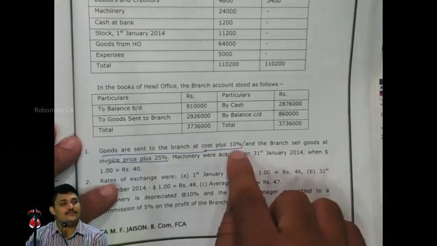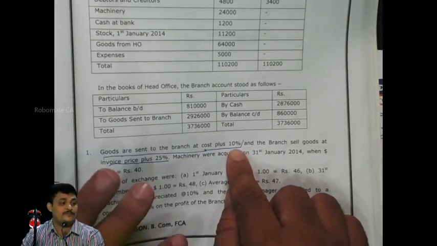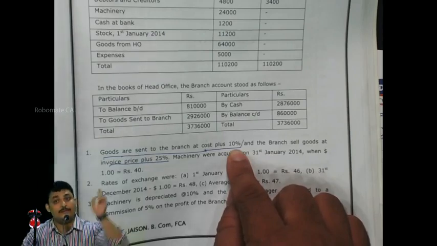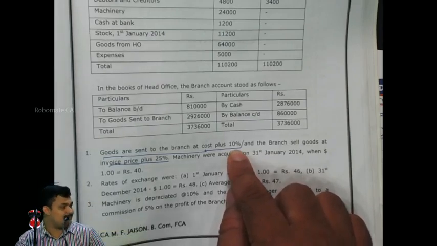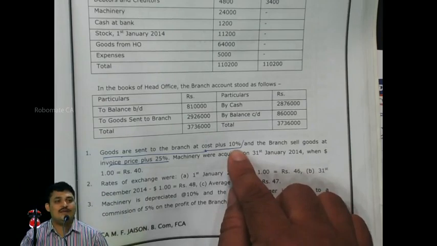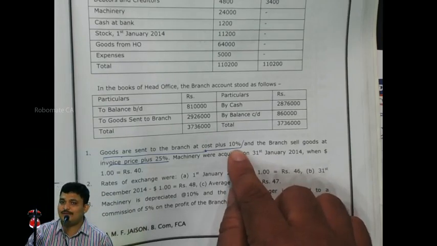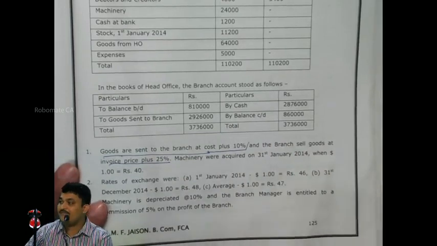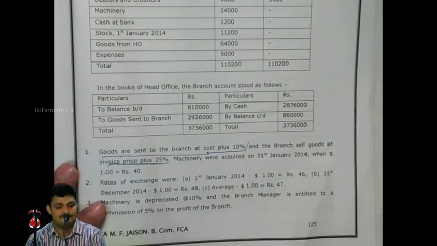This 10% margin, do you use it anywhere, sir? We will use it if there is stock at the branch, for which we should find out something called stock reserve in the preparation of head office trading and P&L. In this question throughout, we are not going to prepare anything called head office trading and P&L. Thereby this 10% is no way relevant. What is relevant is 25%. Understood? Why is it relevant?